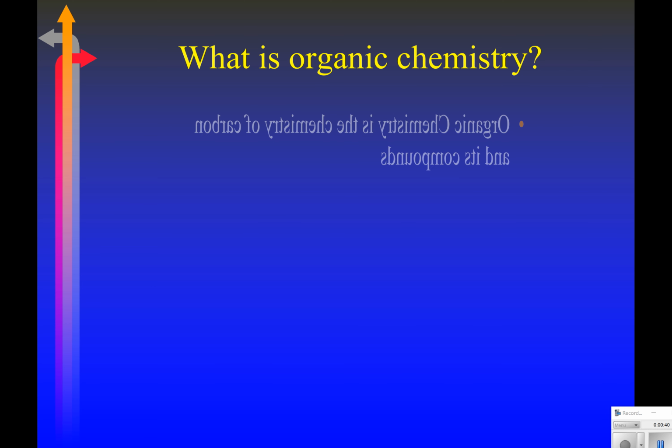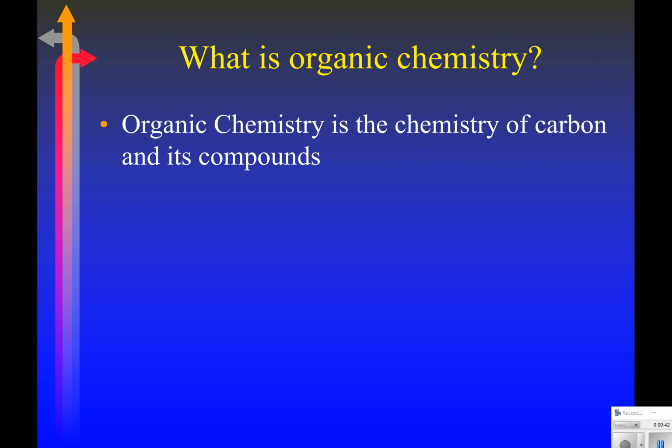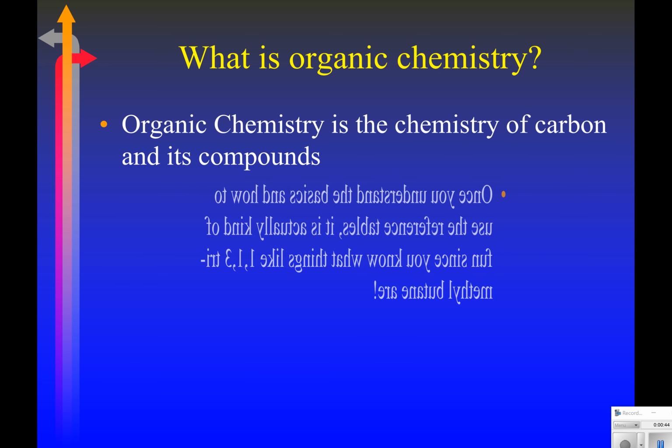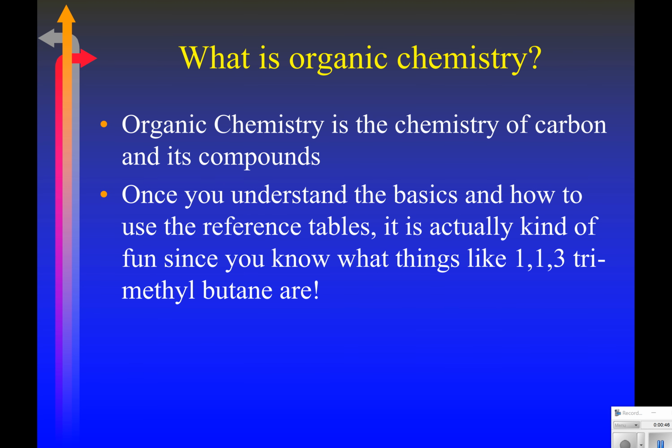Now, what is organic chemistry? Organic chemistry is the chemistry of carbon and any carbon-containing compound. Once we understand the basics and how to use a few of the different tables and the reference tables, it's one of my favorite topics to learn in chemistry. We'll learn how to name and draw things like 1,1,3-trimethylbutane and know what they are and what their properties are, how they're going to interact with other things.